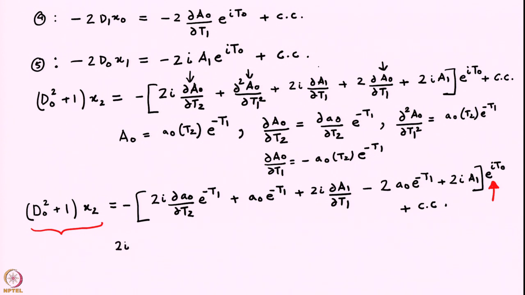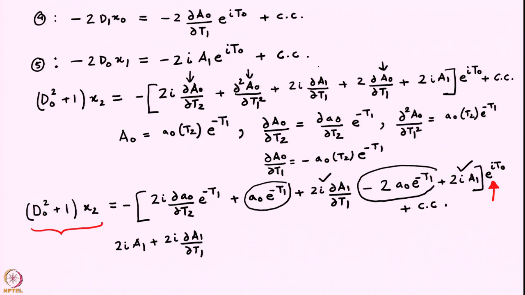And so we obtain: I am just going to write twice i A1 plus twice i del A1 by del T1. So I am writing this term and this term and I am shifting others to the right hand side. So this and this can be combined and it just gives me minus a0 e to the power minus T1. If I shift it to the right hand side, it becomes plus a0 e to the power minus T1. And then we have minus twice i del a0 by del T2.